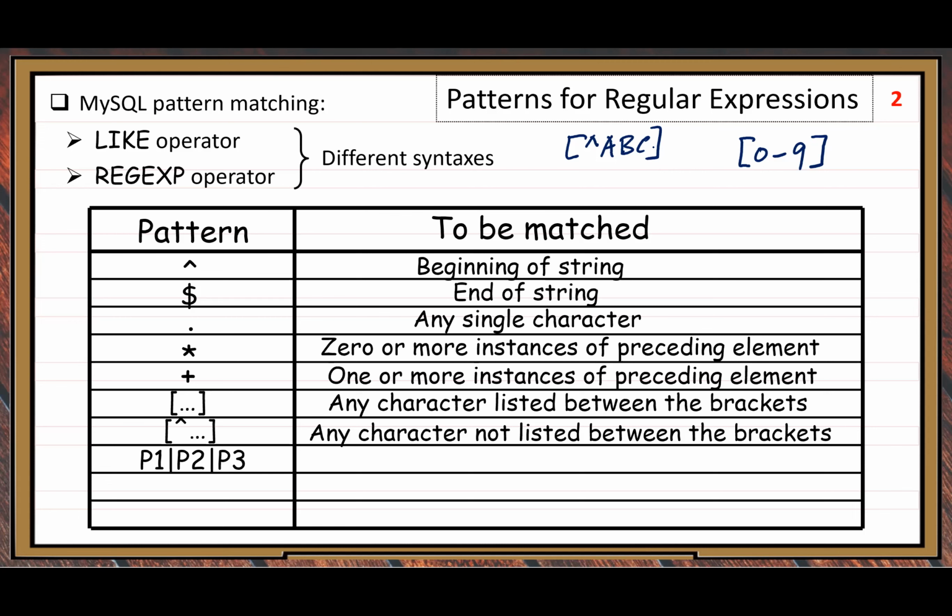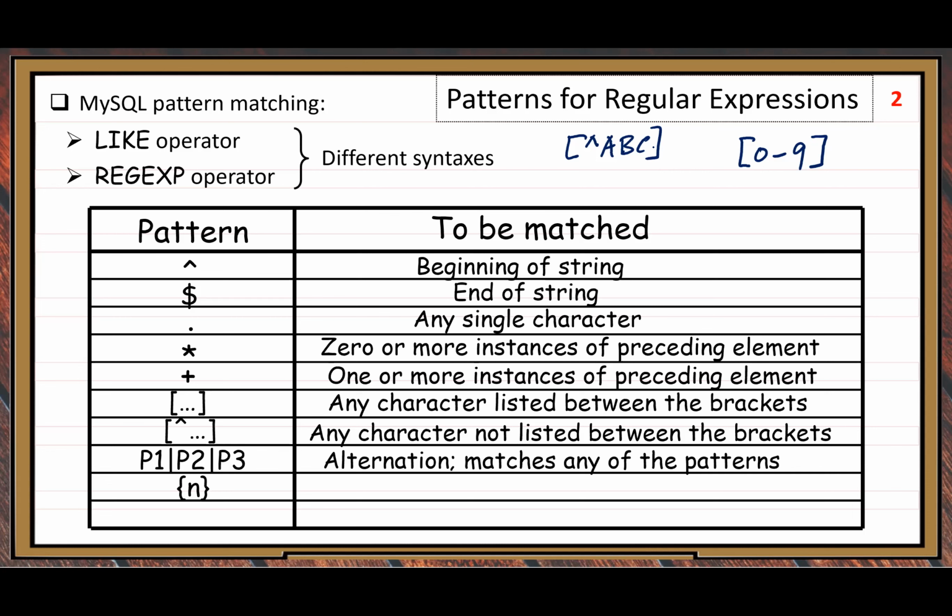Vertical bar. P1, pattern 1. P1 means pattern 1. Vertical bar. P2, pattern 2. Vertical bar. One of the patterns here. Alternation matches any of the patterns. You could use P1 or P2 or P3 in this place.